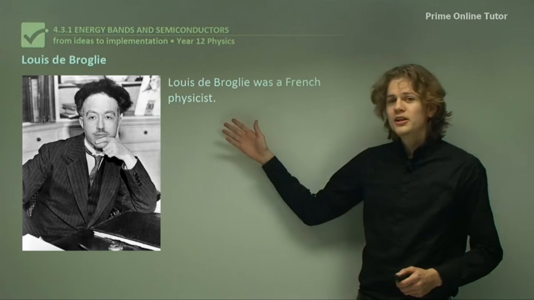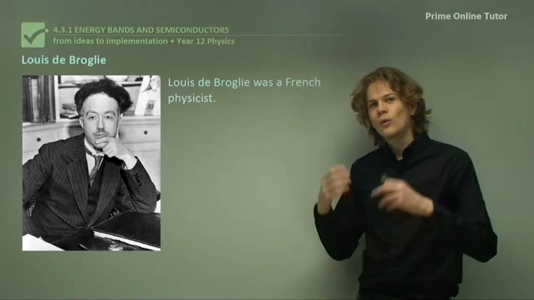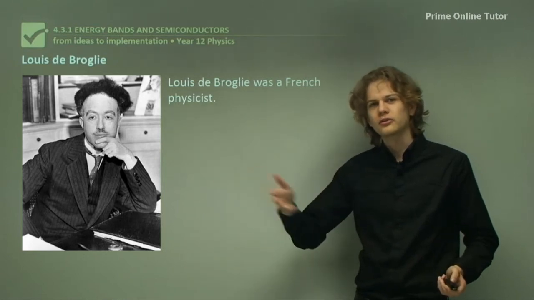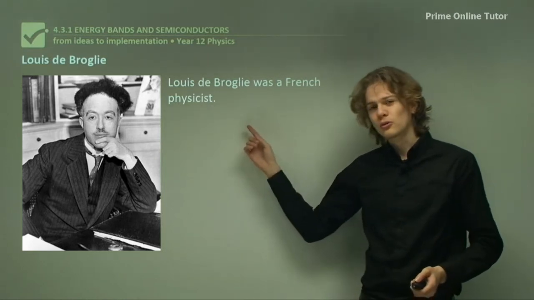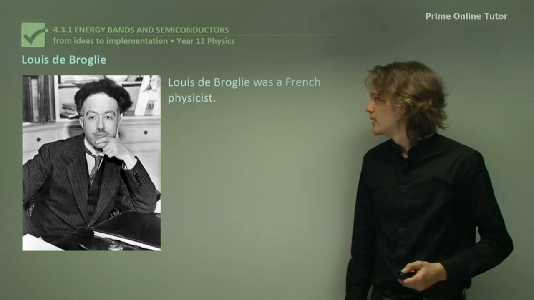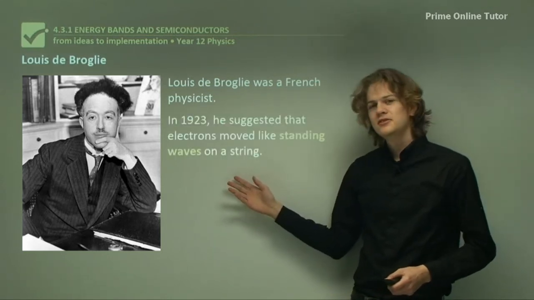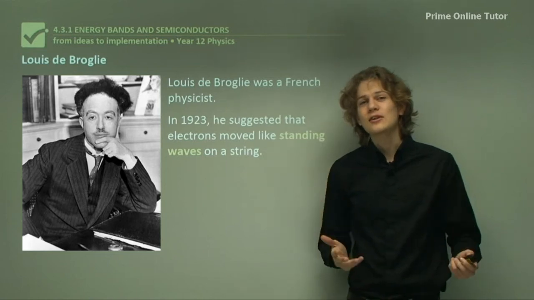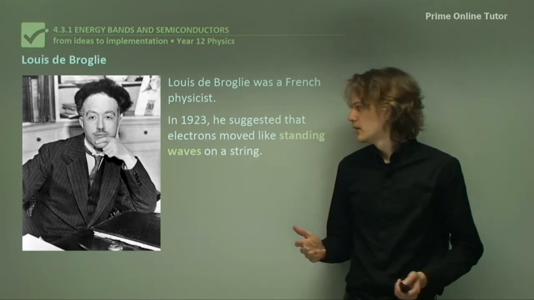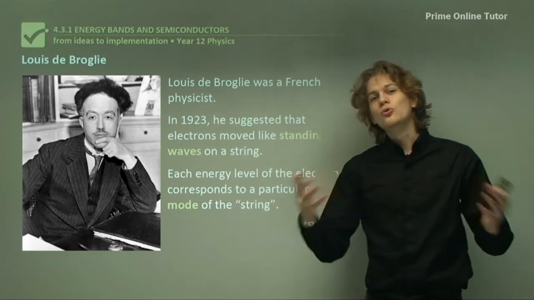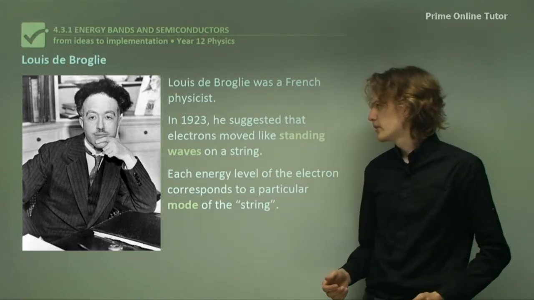So, Louis de Broglie came up with a way to solve the puzzling fact that electrons could only take on certain energy levels. His name looks like "Broglie," but it's pronounced "Broy." He was a French physicist, and in 1923 he suggested that electrons acted like standing waves on a string. And every energy level of the electron corresponded to one of the modes of the standing wave.